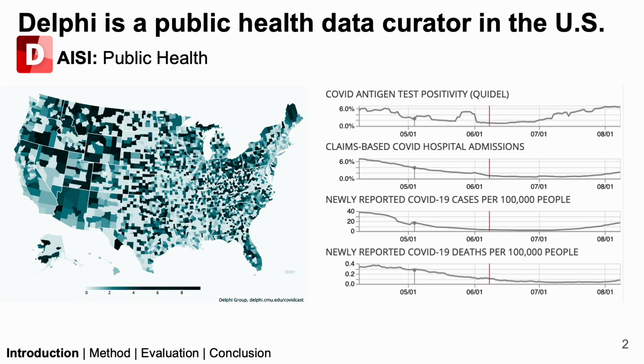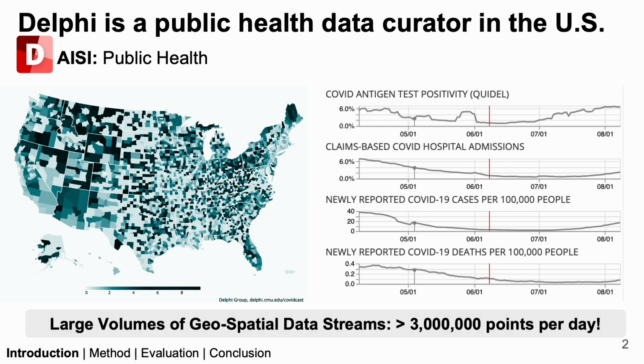Delphi is a public health data curator in the United States, which means that they receive data from a number of providers and make it available at different geographic tiers like counties or states or the nation as a whole. This data is also updated frequently, in most cases daily, so it forms data streams or time series data. Overall, Delphi processes large volumes of geospatial data streams, often hundreds of thousands of these data streams.